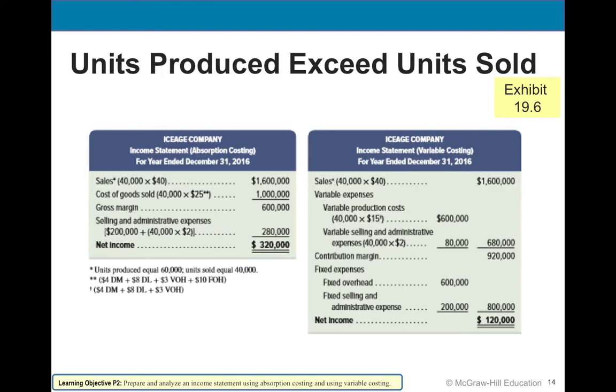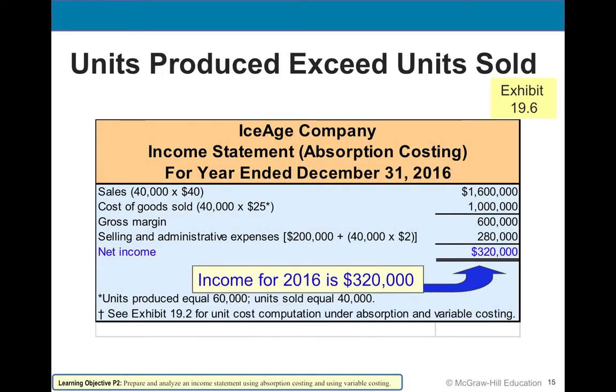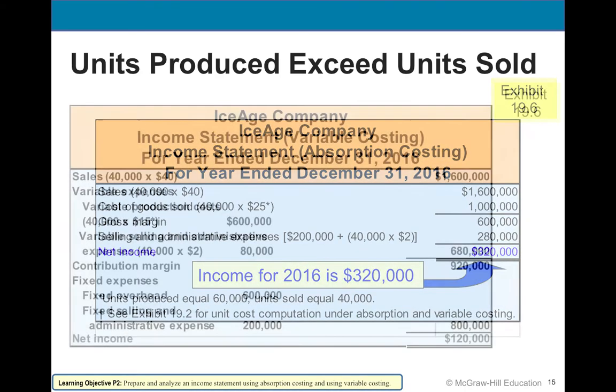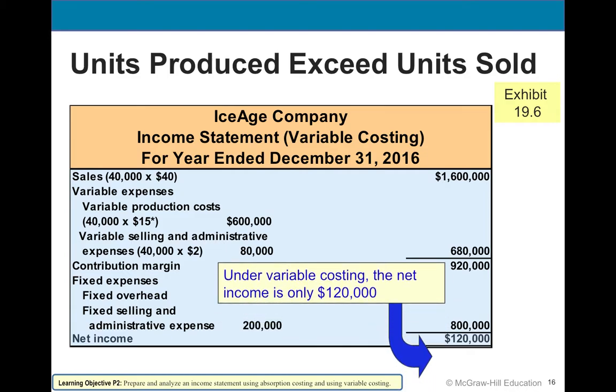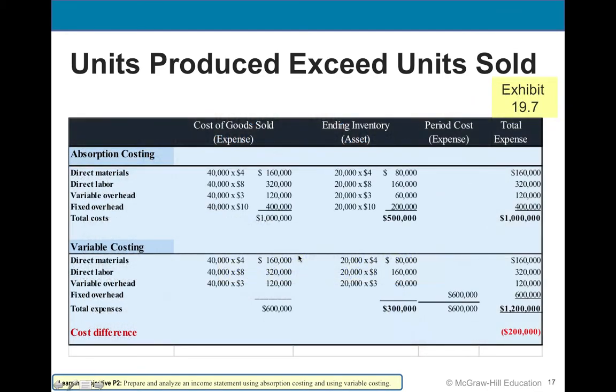Okay, let's go over how it's going to work. We see right here that income for 2016 is $320,000. Under variable, it's going to be $120 because that $600,000 is a fixed expense right here. But now if you notice right here, we don't omit that $600,000 under variable; in the meantime, it comes over here under period expense. So variable, of course, will give you a higher expense.